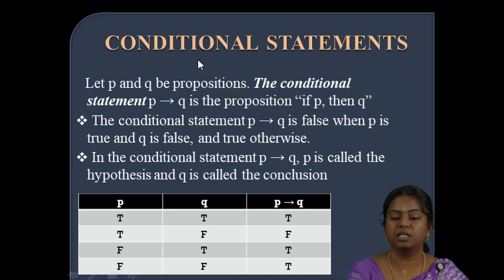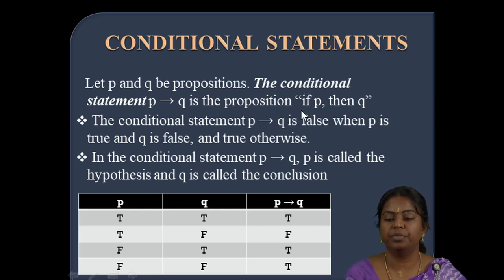Now let us learn the concept of conditional statements. Let P and Q be propositions. The conditional statement P implies Q is the proposition if P then Q. The conditional statement P implies Q is false when P is true and Q is false, and true otherwise. In the conditional statement P implies Q, P is called the hypothesis and Q is called the conclusion.